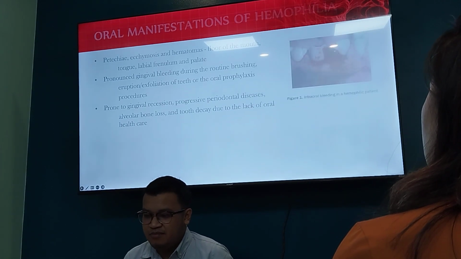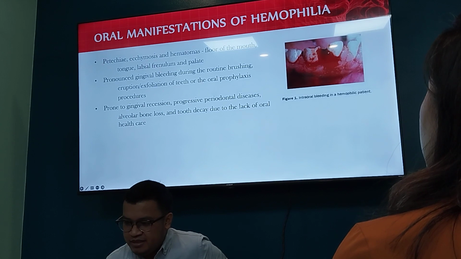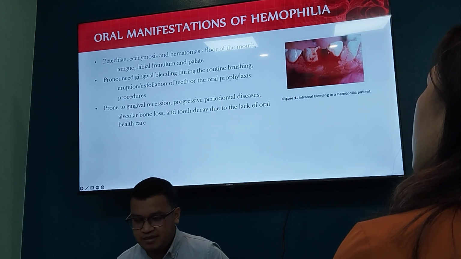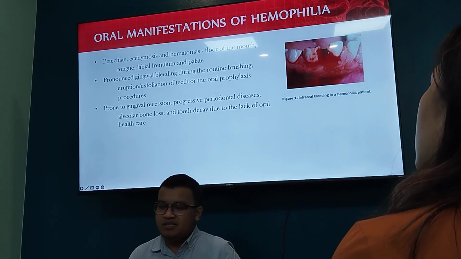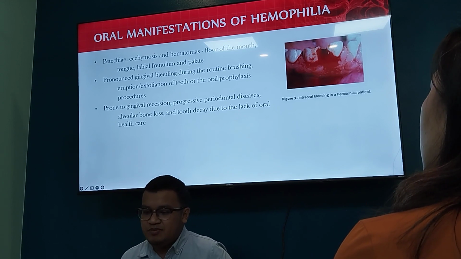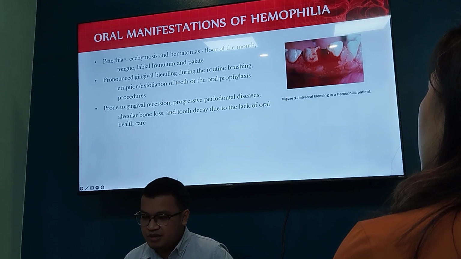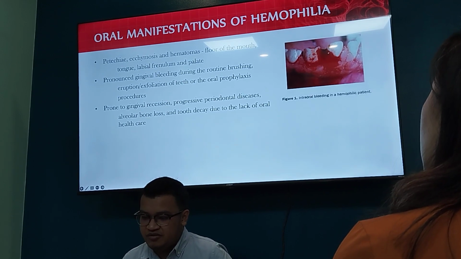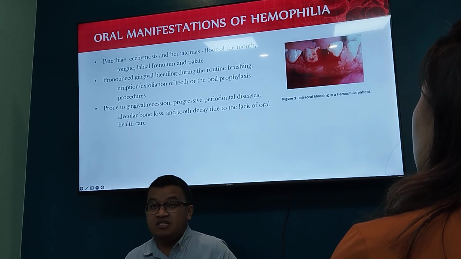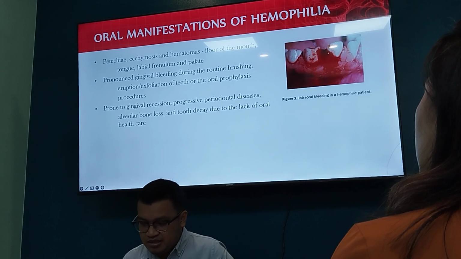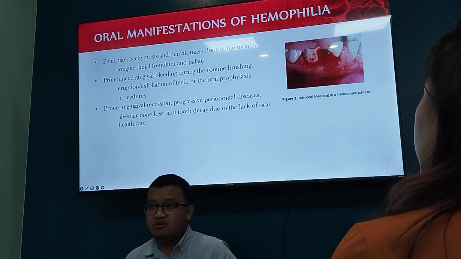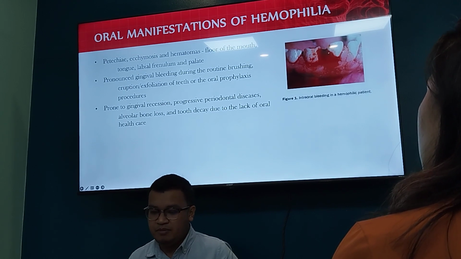In the oral cavity, hemophilia can present in the form of petechiae. So somehow, it can present with petechiae, hindi siya exclusive sa platelets. Ecchymosis and hematomas, especially in the floor of the mouth, tongue, labial frenulum, and palate. These patients can experience pronounced gingival bleeding during routine brushing, eruption and exfoliation of teeth, and oral prophylaxis procedures. So these patients are prone to gingival recession, progressive periodontal diseases, alveolar bone loss, and tooth decay due to the lack of oral health care. Again, takot sila nagdugo yung gums nila, kaya napapabayaan nila.